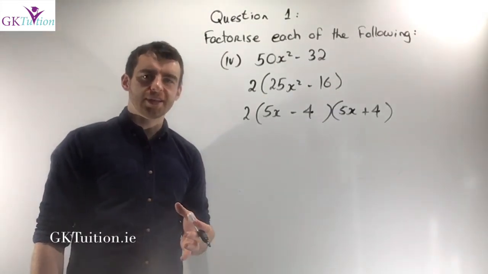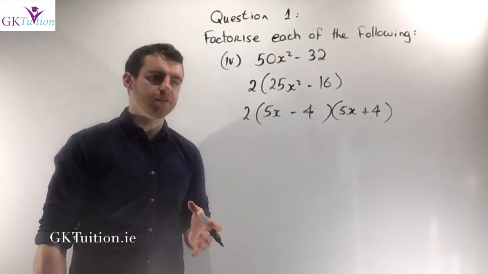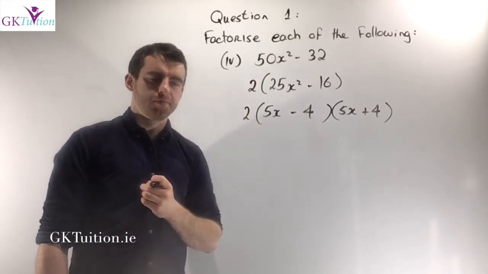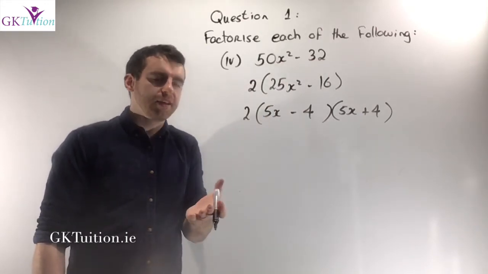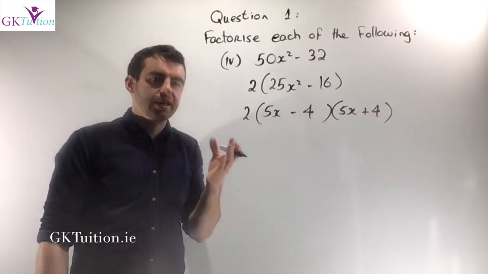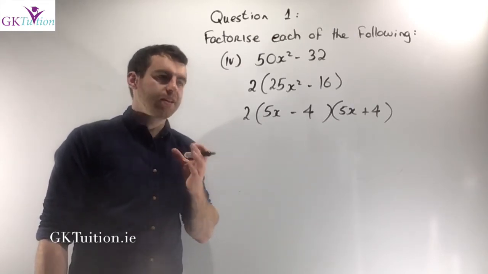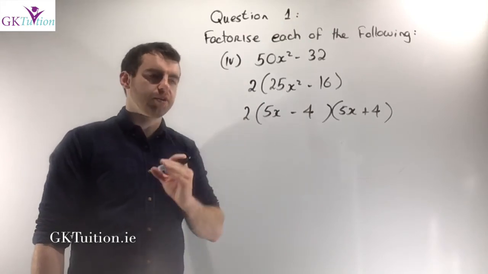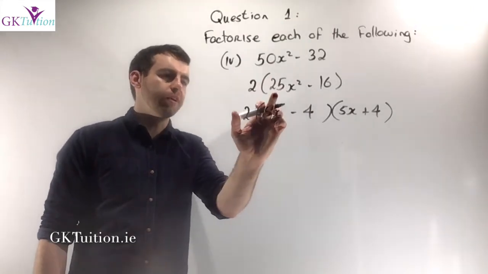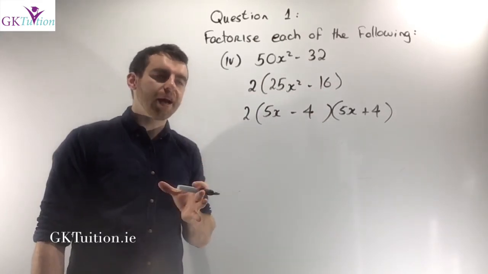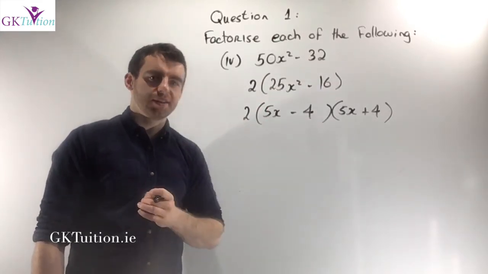Part 4 was a little bit different and often one that catches out third years. In this case, we had 50x squared minus 32. We can't get the square root of 50 evenly, you can't get the square root of 32 evenly, so the only thing we can do really is take out what's common. In this case, what you needed to do was factorise out your 2. 2 into 50 is 25 and 2 into minus 32 is minus 16. Now inside the brackets we have 25x squared minus 16.